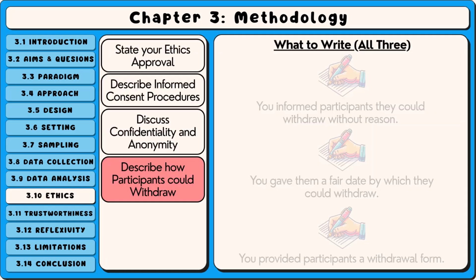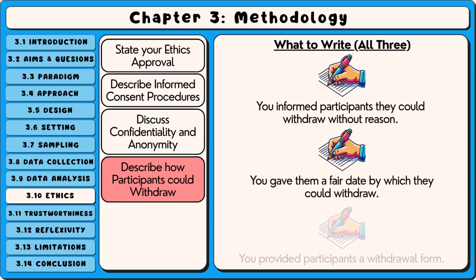The fourth step is to describe how participants could withdraw from the study. State that you informed participants that they could withdraw from the research without having to give reason, and that you gave them a fair date by which they could withdraw from the study. Oftentimes, after a certain date, withdrawal is not practically possible, either because you have already submitted your thesis or because data analysis has already been completed.